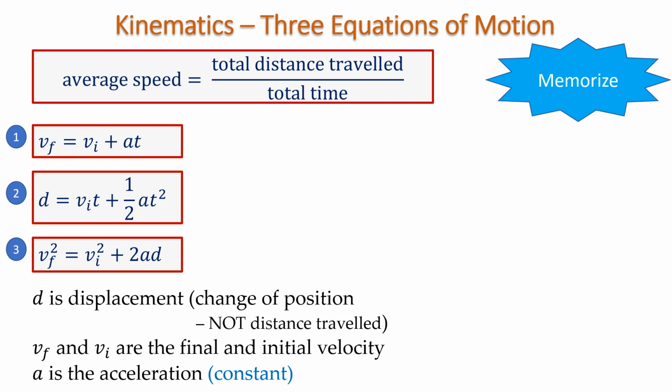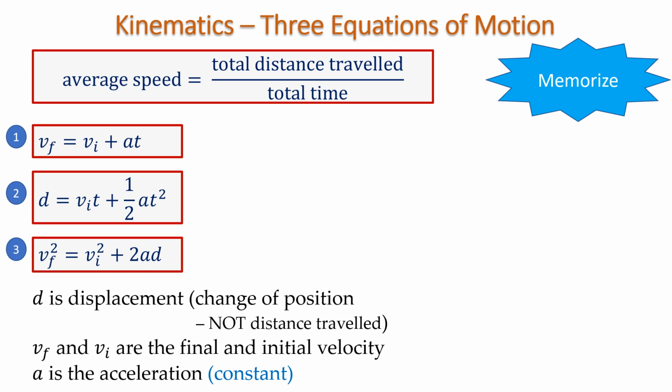Now in the second equation of motion, you see d has been introduced. d is displacement or change of position. So the equation is d is equal to Vi t plus half a t squared. In the third equation of motion, we see time is not there. So the equation is Vf squared equals Vi squared plus 2ad. You will have to memorize these equations. There is no other shorter way.